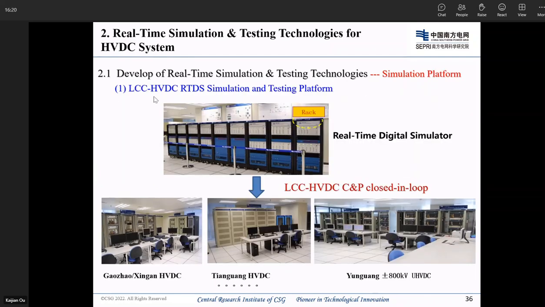And for the LCC RTDS, and then we continue with the simulation platform. Just now I have introduced the simulation tool, the simulation model, and now it is the simulation platform. The first platform is the LCC HVDC RTDS testing platform.